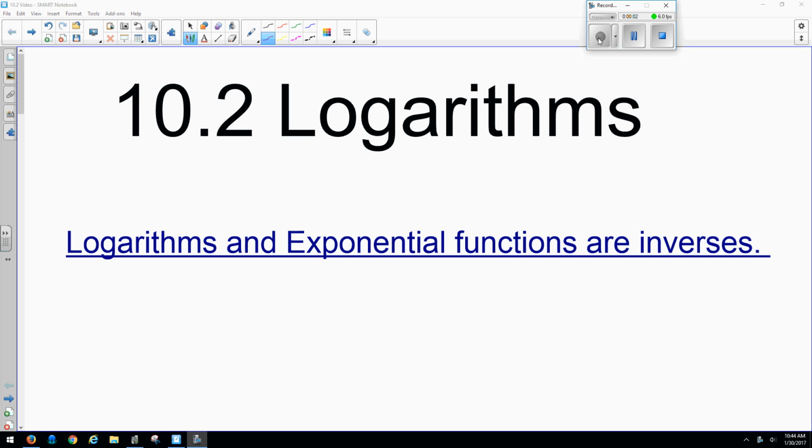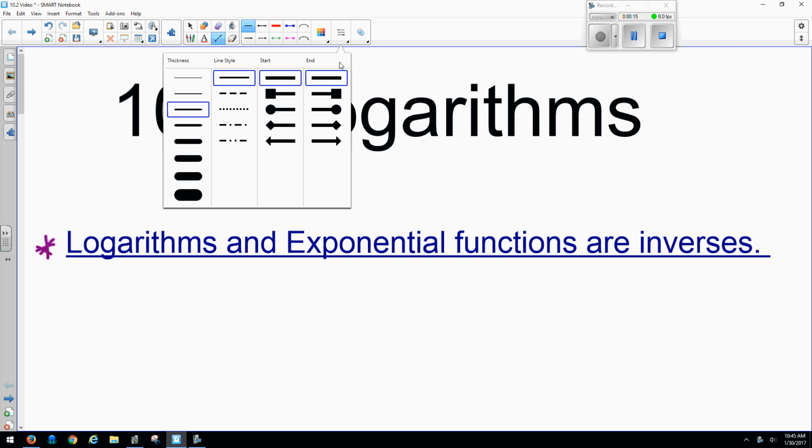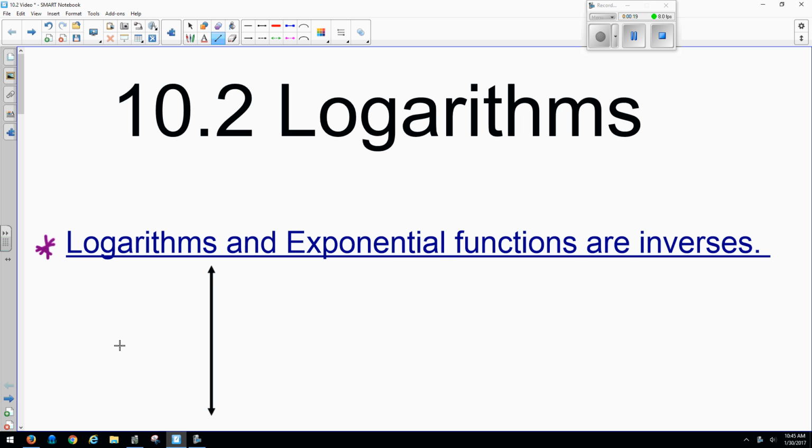Today we're going to start talking about logarithms. And here's one key idea for logarithms: that logarithms and exponential functions are inverses. And so I'm going to show you a quick graph of what each would look like.